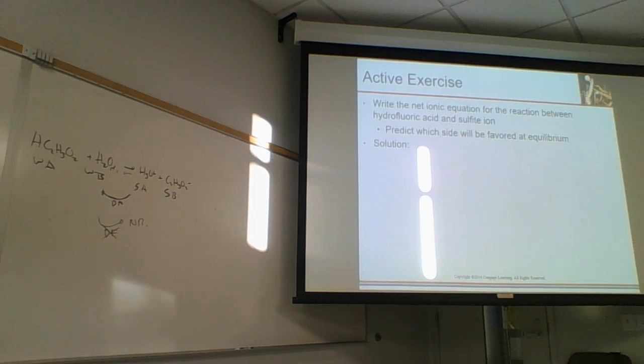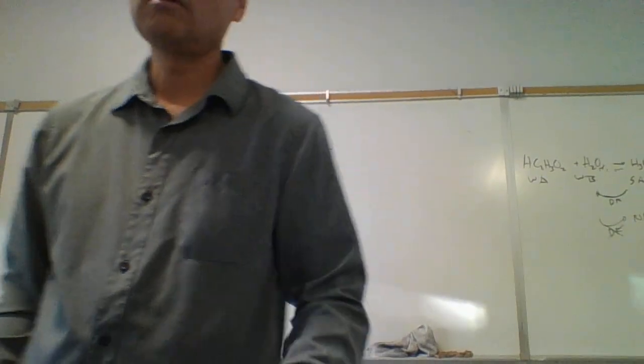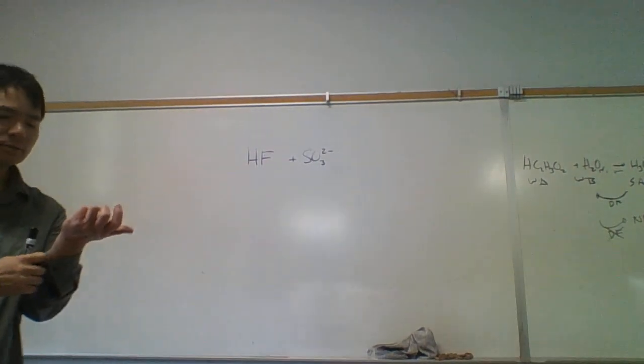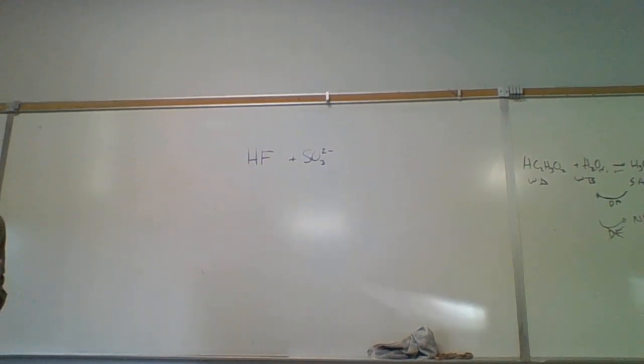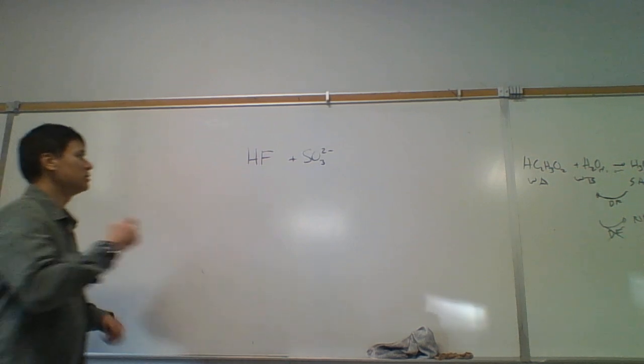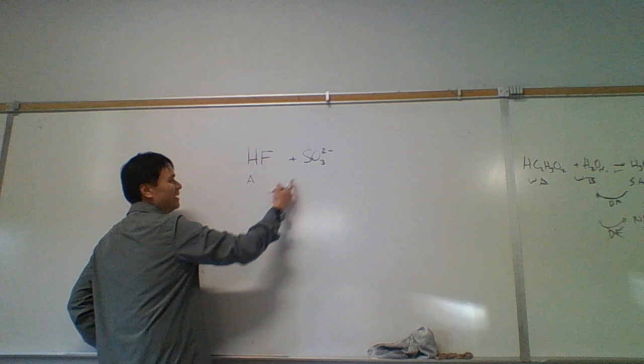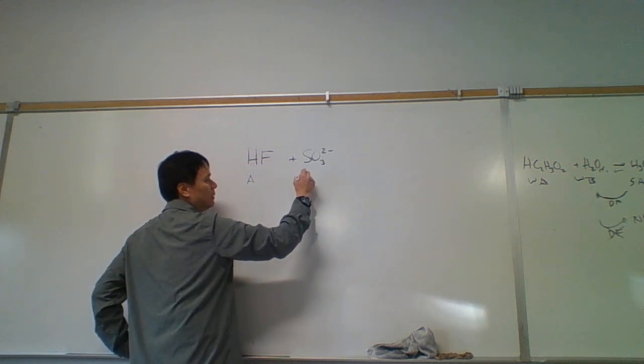SO3 2 minus. That's right. All right. When we have an acid-base thing, we've got to figure out which one's going to be the acid, which one's going to be the base. Can you tell? Which one's going to be the acid? We do, but we haven't put the products yet. Yeah. This is going to be the acid, and sulfide must be the base.